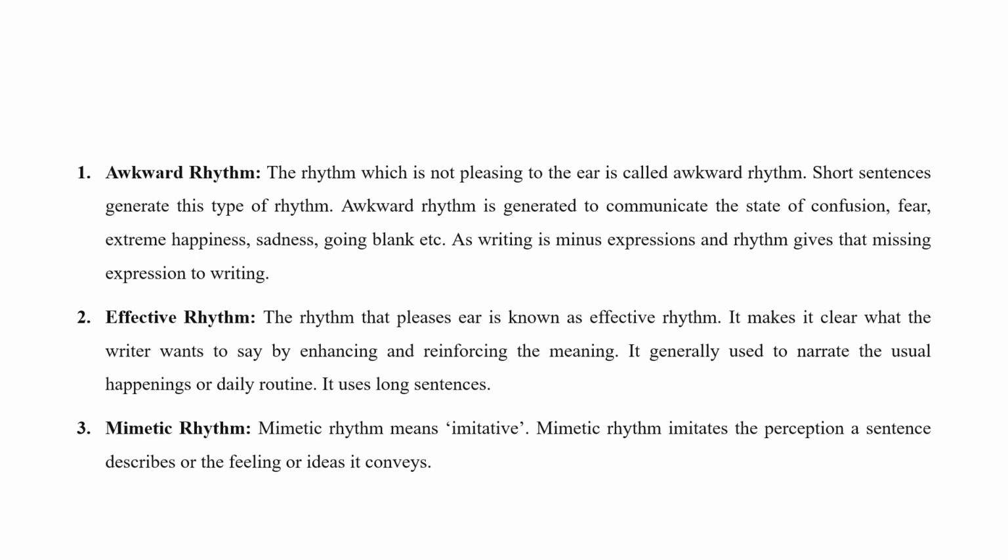So example of an awkward rhythm can be, it was a dark night, dogs were barking, and then suddenly I heard a sound. So it is an awkward rhythm where a series of short sentences is used to describe the outside situation.